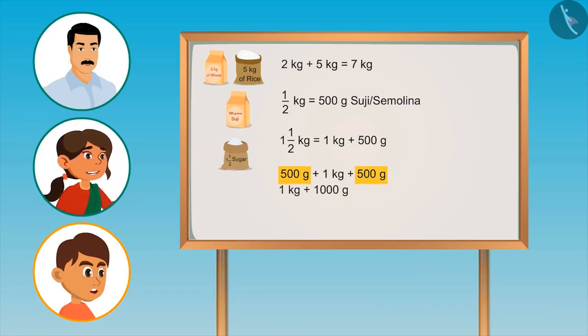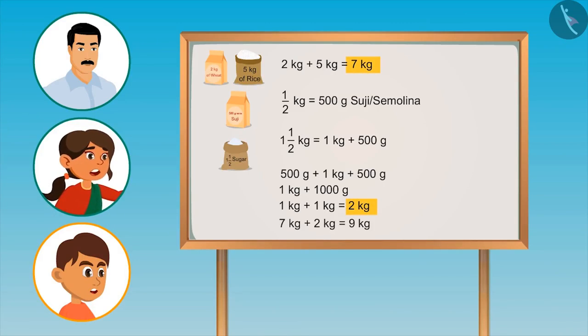If we add 500 grams to it, the weight would be 1 kg and 1000 grams. We can also say that the total is 2 kgs, as 1000 grams is equal to 1 kg and 1 kg plus 1 kg gives 2 kg. Now the unit of 7 kilograms and 2 kilograms is same. So if we add both of them, we'll get 9 kgs.